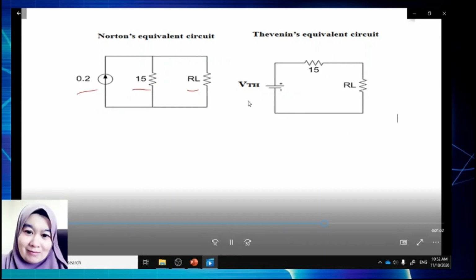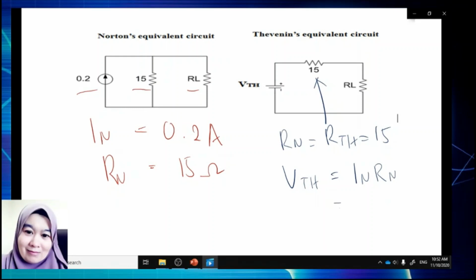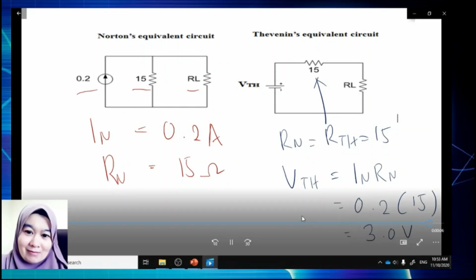So here we can calculate VTH. So what is VTH here? VTH is equal to IN multiplied with 15, or RN. Then you will get 0.2 multiplied with 15, and you will get VTH equal to 3 volt. So you can write 3 volt here.